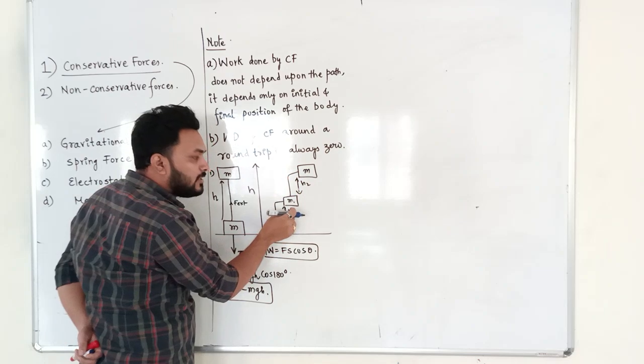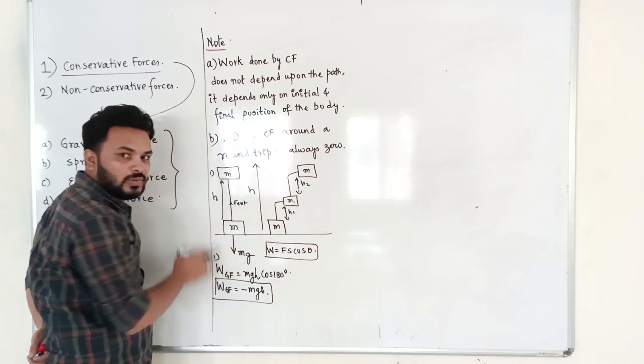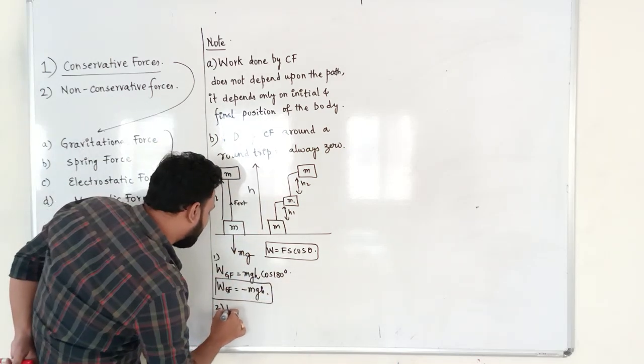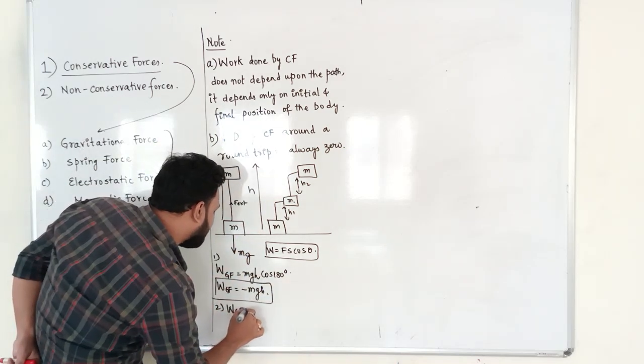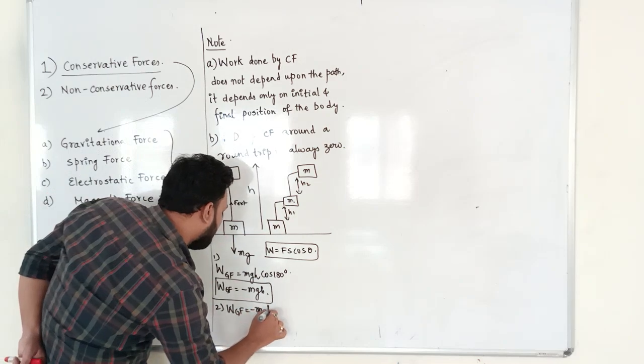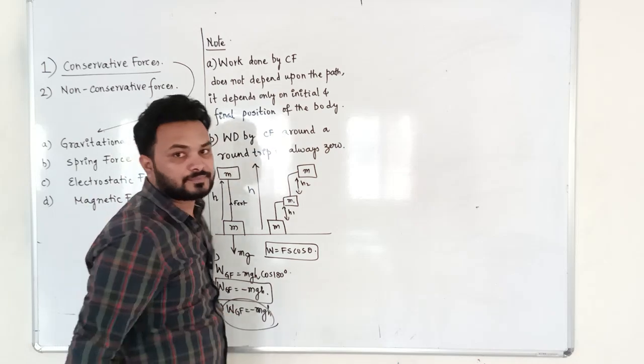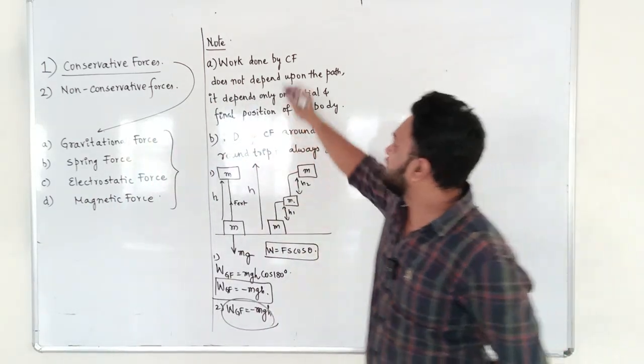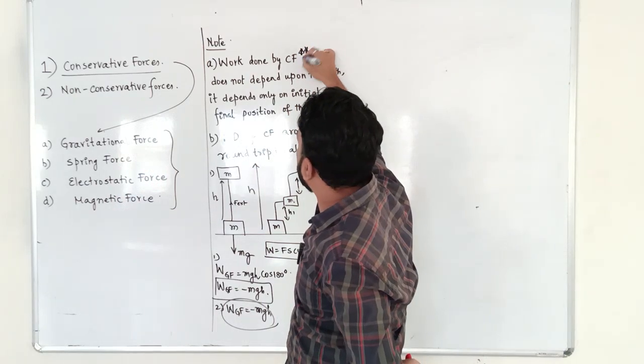If I add h1 plus h2, again we are taking h2. Right? Again in the second path, the work done by the gravitational force we are getting is minus mgh. Understood? This is the first note point. Correct? This is very, very important.